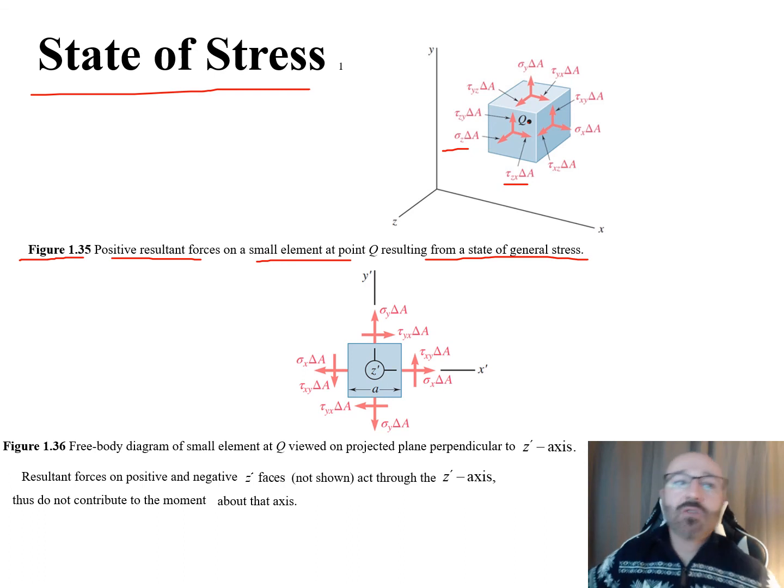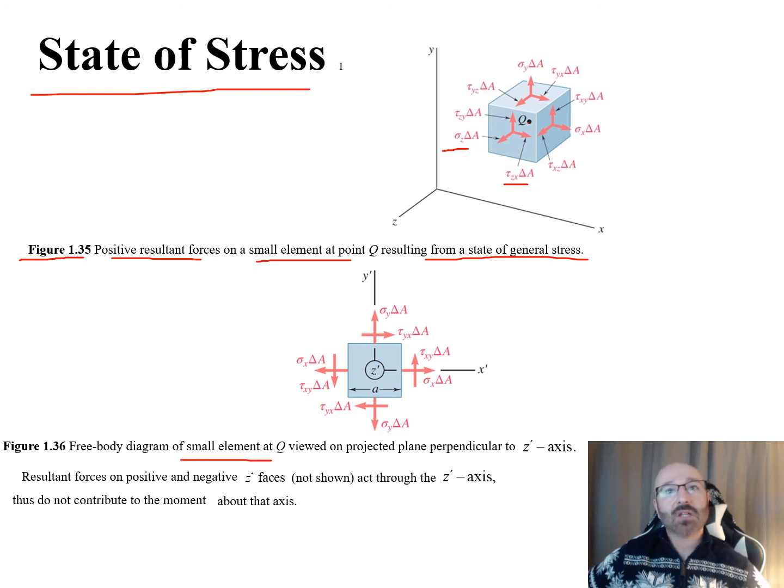What we do now is go down to figure 1.36. Here we have a free body diagram of the small element at Q. This is viewed on a projected plane that's perpendicular to our z prime axis. We can see our x prime and y prime axes, and here in the dead center is our z prime.